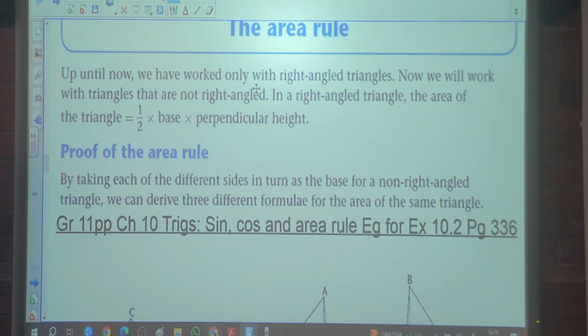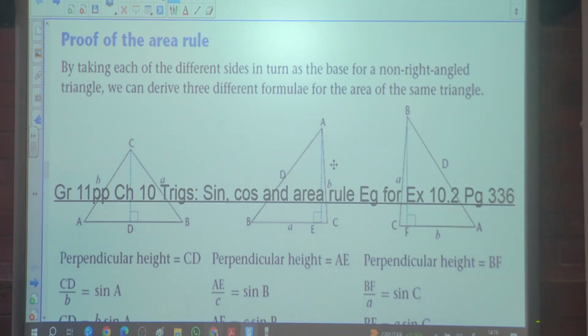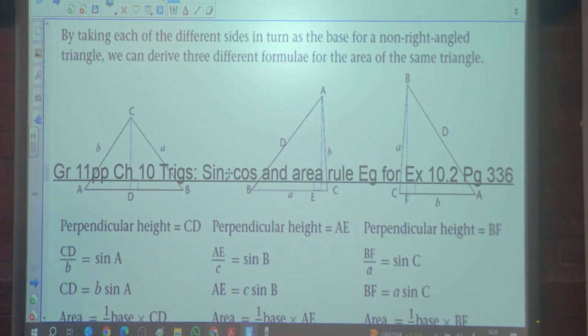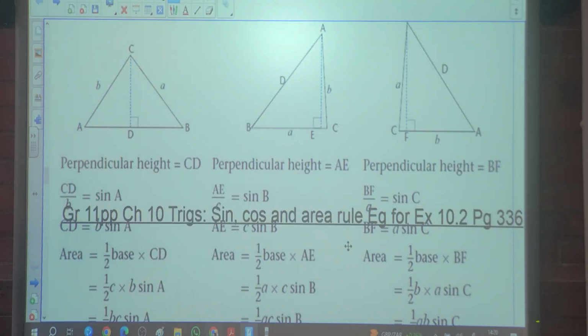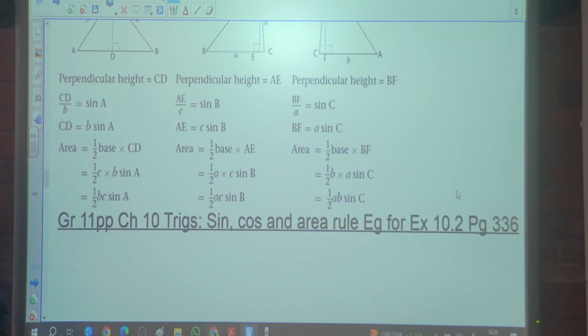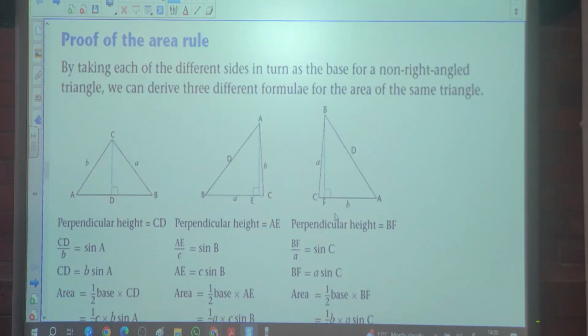The proof of the area rule. For those of you who want to learn the proof, you'll find this on page 334, I think. We're just going to run through it quickly, and this is not examinable. You don't have to prove this like we do in Euclidean geometry, where we have to prove the theorems. But I know some of you want to know more than you need to. You can go read up more about the proof of the area rule.